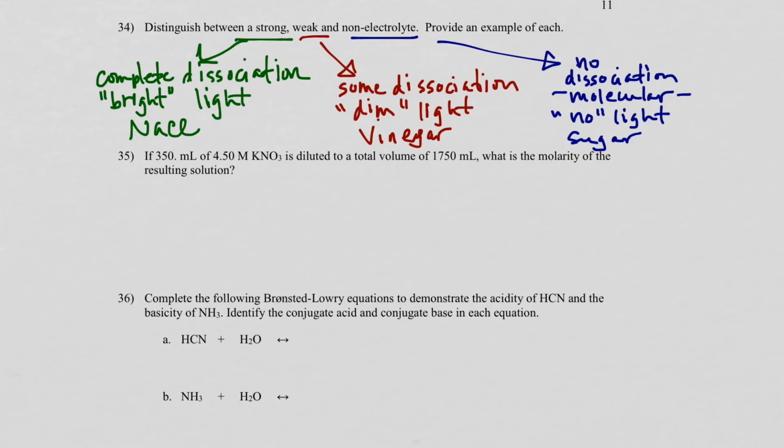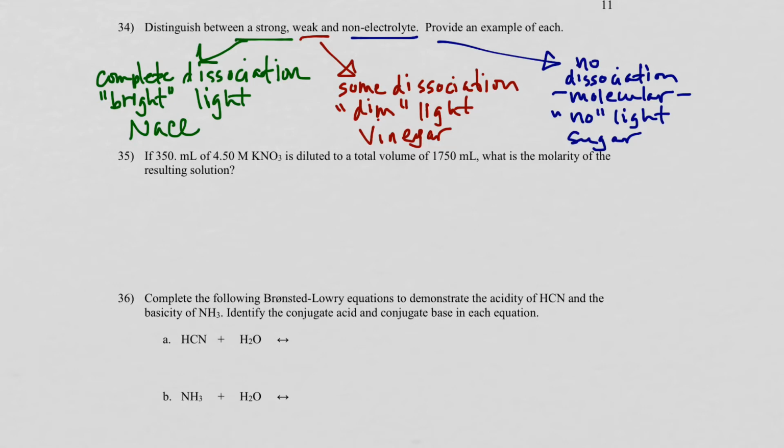A weak electrolyte is a substance that is in fact ionic but does not dissociate completely. In fact, it has partial or what's sometimes called some dissociation. With an electrolyte tester, you'll get a dim light. Vinegar is a good example of this. Also, weak acids and weak bases fall in this category.